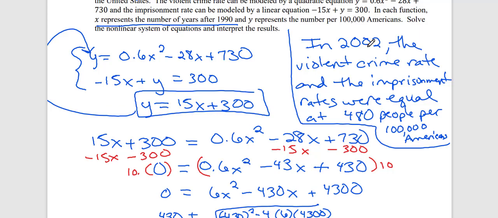In our next video, we're going to look at inequalities, linear and nonlinear inequalities, and then systems of nonlinear and linear inequalities.